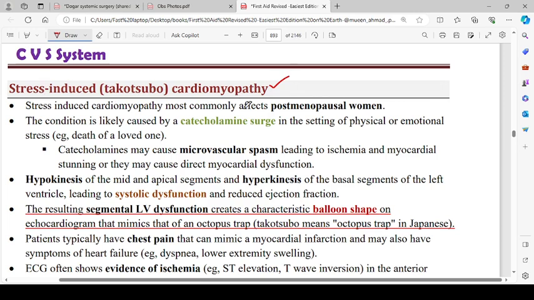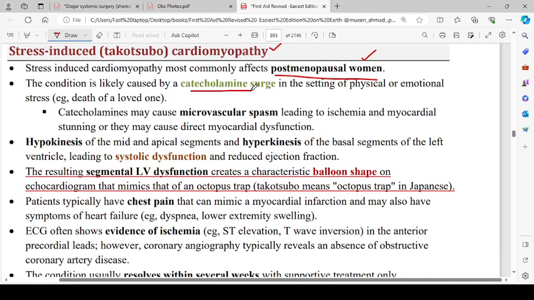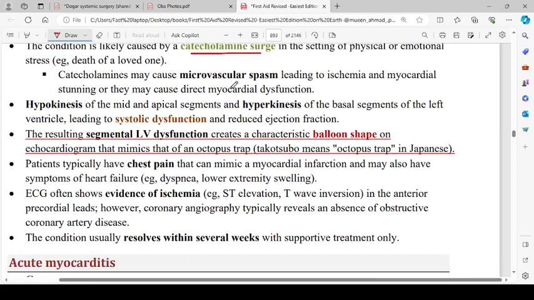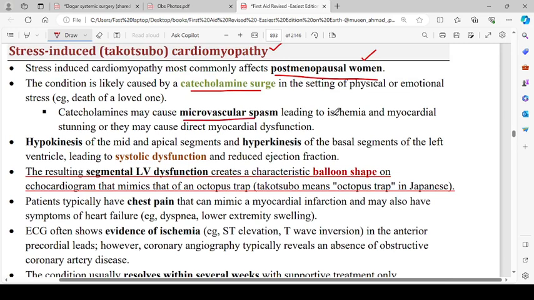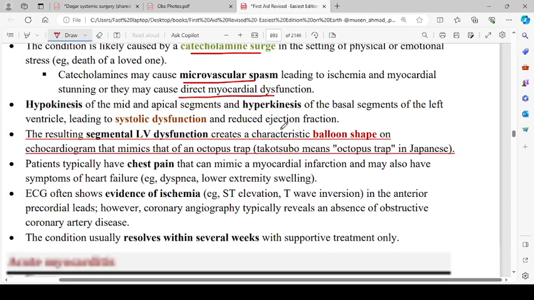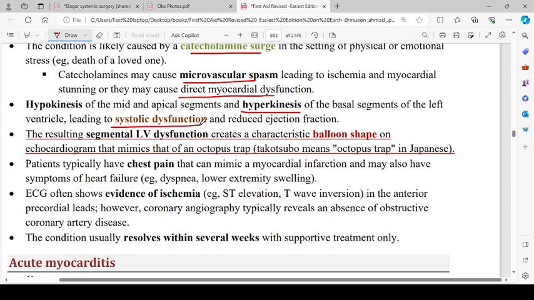Stress-induced cardiomyopathy most commonly affects the post-menopausal women. This condition is likely caused by the catecholamine surge in the setting of physical or emotional stress, for example, death of a loved one. Catecholamines may cause microvascular spasm, leading to ischemia and myocardial stunning, or they may cause direct myocardial dysfunction. Hypokinesis of mid and apical segments and hyperkinesis of the basal segments of the left ventricle, leading to systolic dysfunction and reduced ejection fraction.